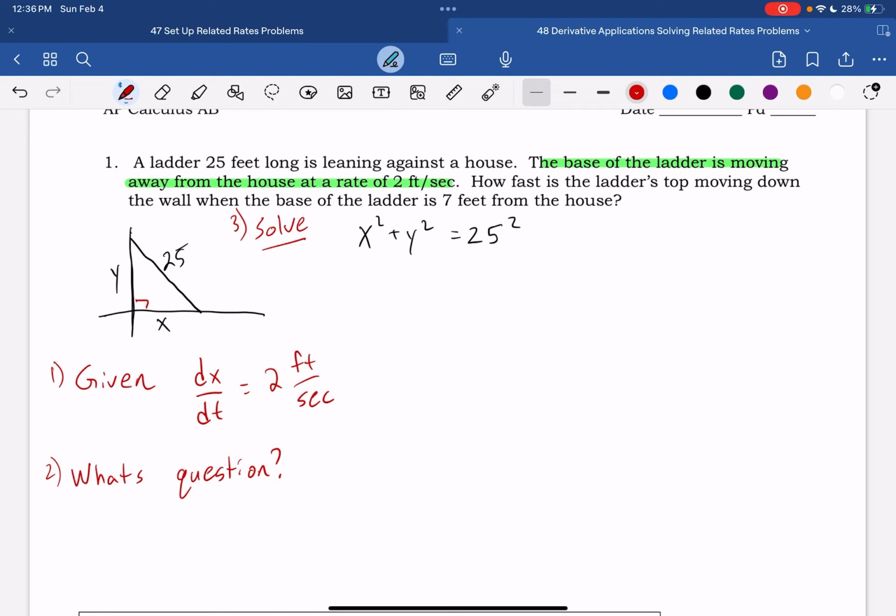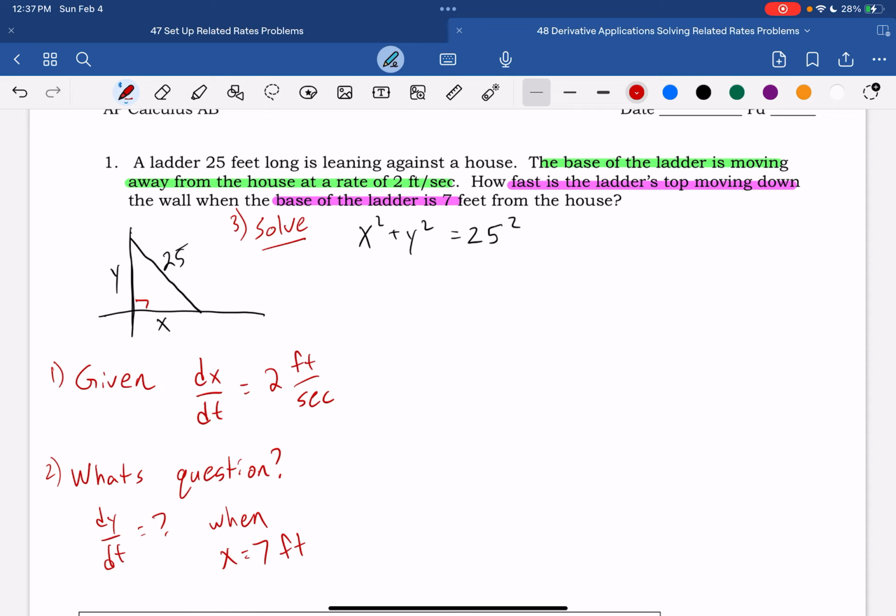And then we want to figure out, what is the question asking us to do? That is looking at the question itself, which is how fast the ladder's top is moving down when the base of the ladder is 7 feet from the house. Typically the question is going to be a two-part thing. It's going to ask you to solve for one of the rates, but it's also going to do that when one of the variables is equal to a given number. So our question here is asking us to find dy/dt when x is equal to 7 feet.